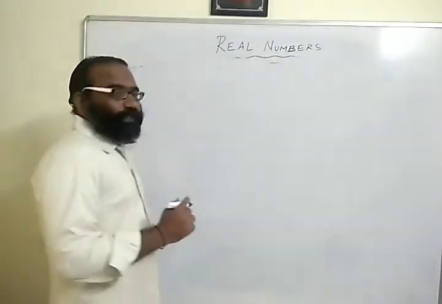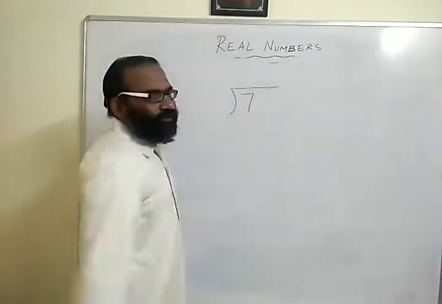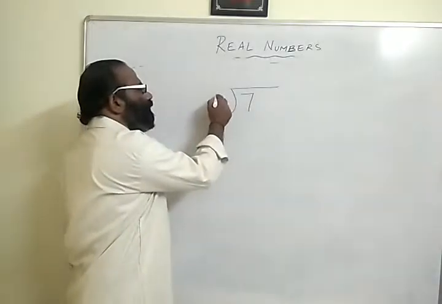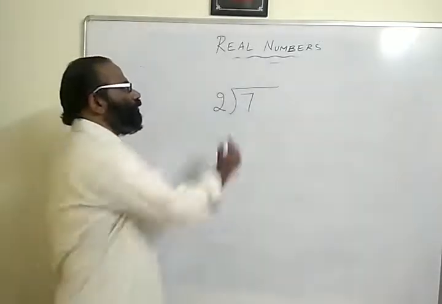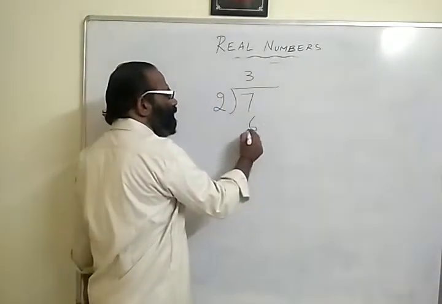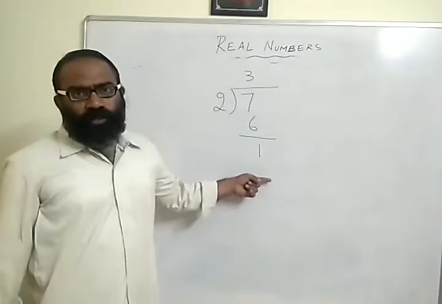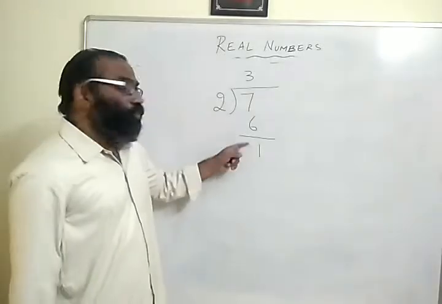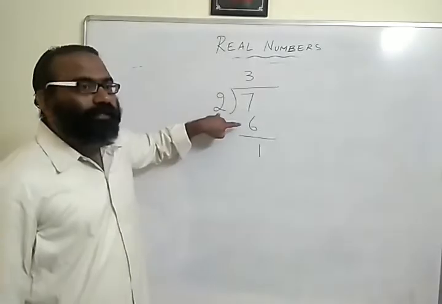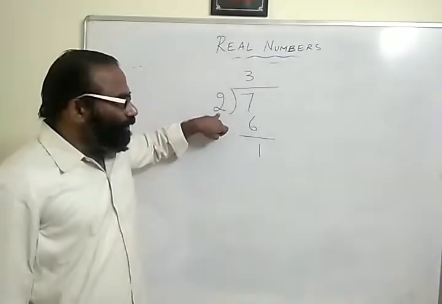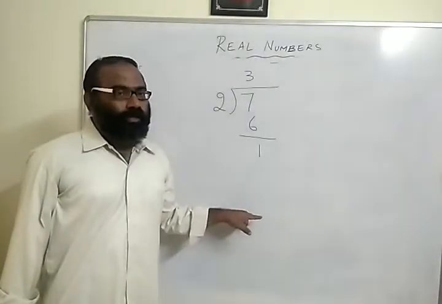Before we go on and understand the Euclid's division lemma, let us see one very easy division that we can easily do. So 7 divided by 2. What do we get? 2 into 3 is 6 and the remainder is 1 here now. Can we do division further? No. Why? Because the remainder has become less than the divisor. So once this value becomes less than this, I can't do division any further.